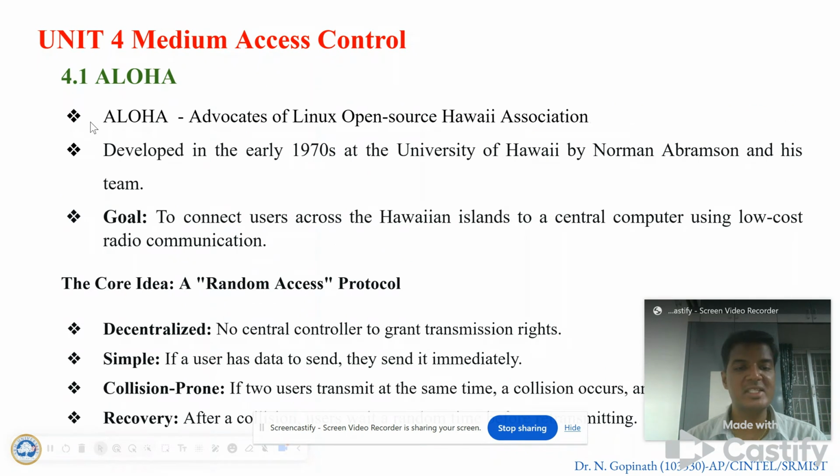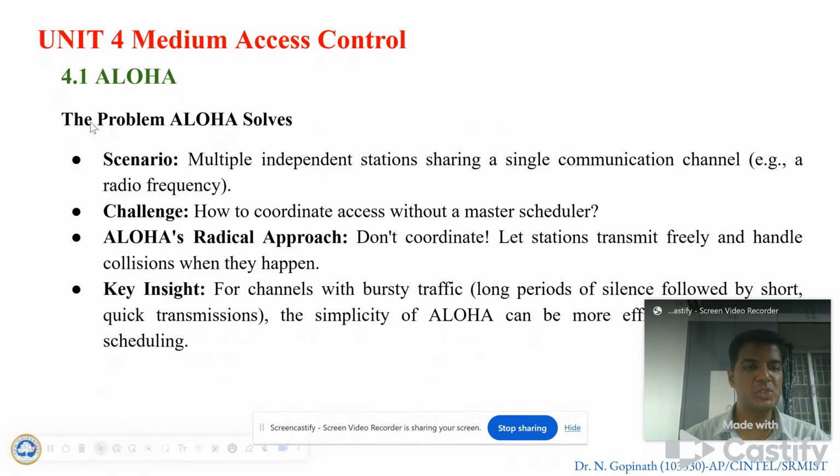The core idea is a random access protocol. So it is decentralized, simple, collision prone and easy to recover. The problem Aloha solves, let us see with a scenario. Multiple independent stations share a single communication channel, that is a radio frequency. Here the challenge is how to coordinate access without a master scheduler. Aloha's radical approach: do not coordinate. Let stations transmit freely and handle collisions when they happen.